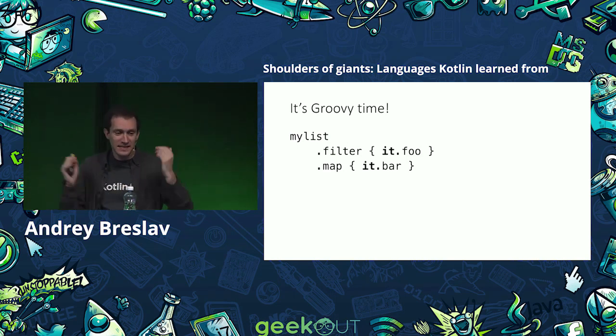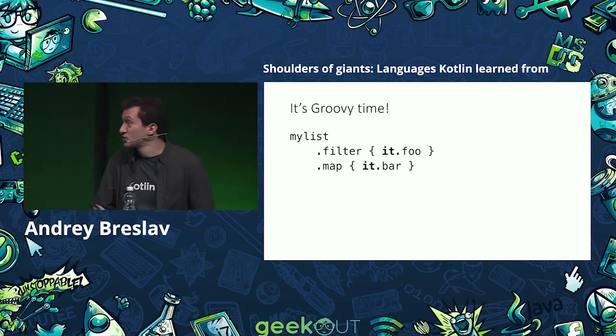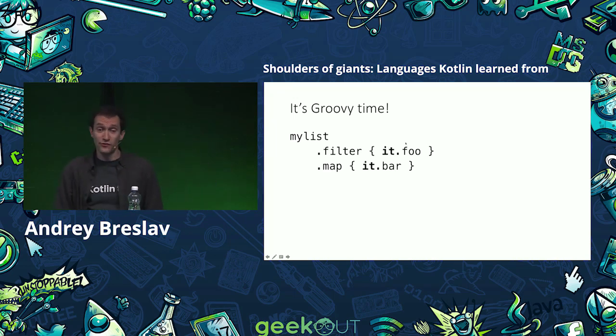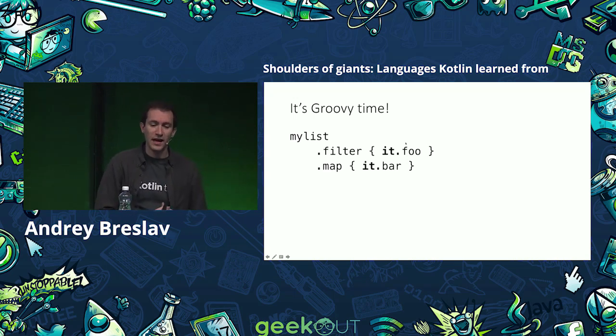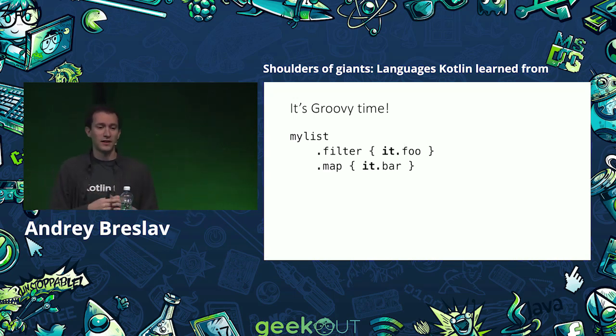This is very nice syntax on the slide, which tells me that Groovy allows me to take a collection, for example, then filter and map it, and use it as a shorthand. And this is also valid Kotlin. I believe the same exact syntax works in Groovy, and we liked it very much. We wanted it in Kotlin.